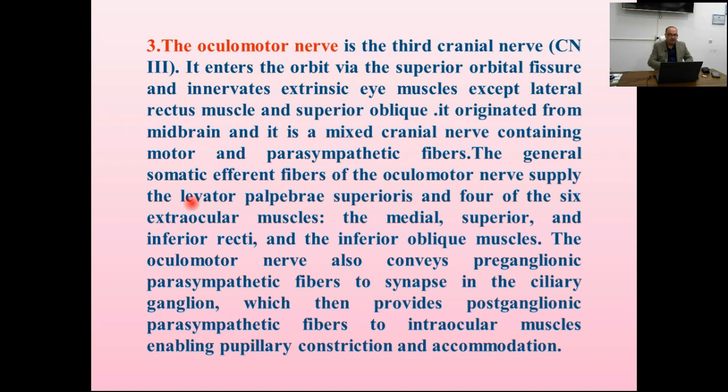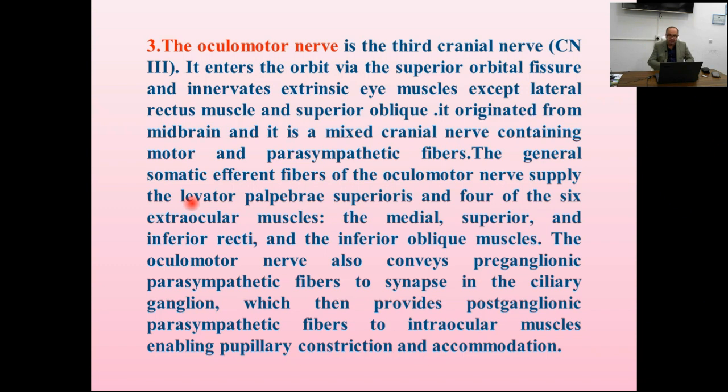The third cranial nerve is called the oculomotor nerve. It enters the orbit via the superior orbital fissure and innervates the extrinsic eye muscles except the lateral rectus muscle and the superior oblique. It originates from the midbrain, and it is a mixed cranial nerve containing motor and parasympathetic fibers. The general somatic efferent fibers of the oculomotor nerve supply the levator palpebrae superioris and the four extraocular muscles: the medial, superior, and inferior recti, and the inferior oblique muscles.